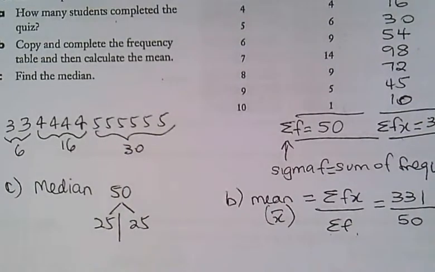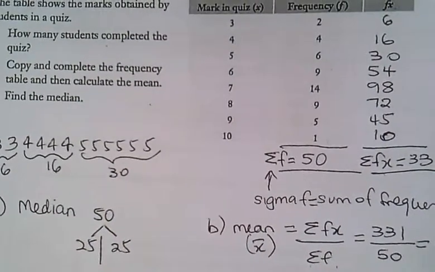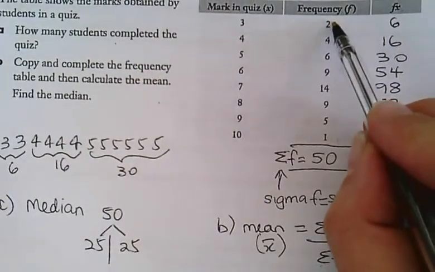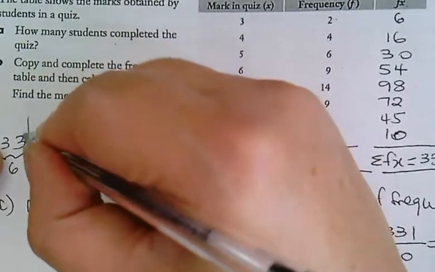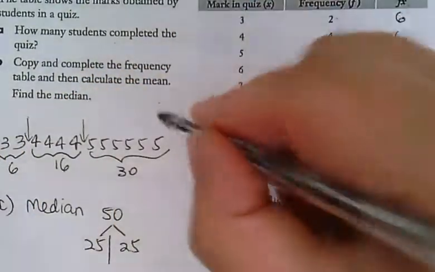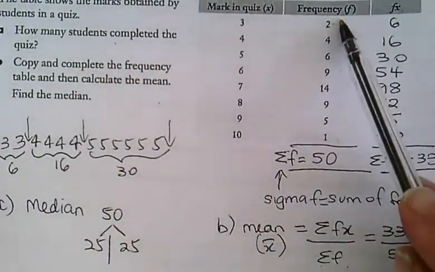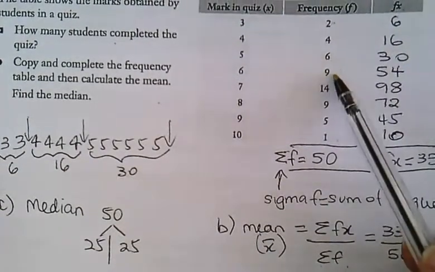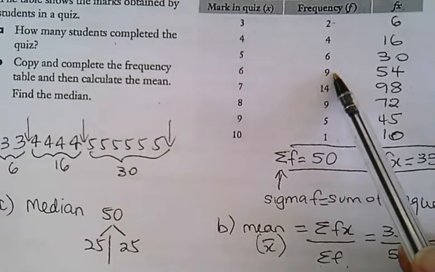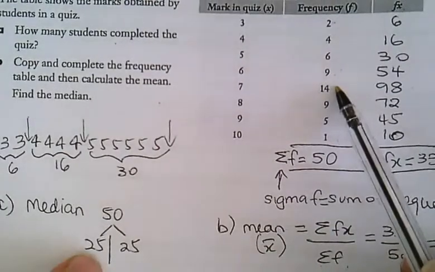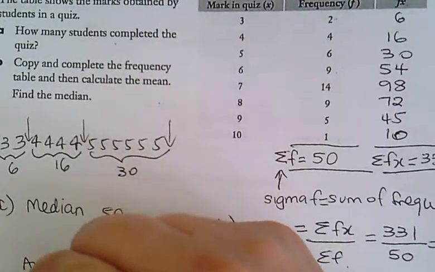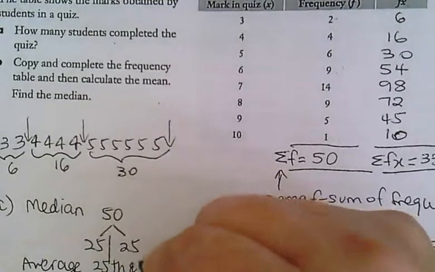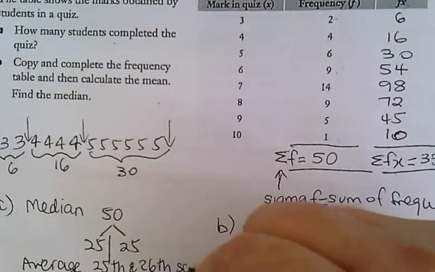And again, even number of scores. Now, let me find where the 25th score is. How many scores so far? 6 scores so far? 12. 12 and 9 is 21. I need to find the average of the 25th and the 26th score. Do you get what I'm doing?